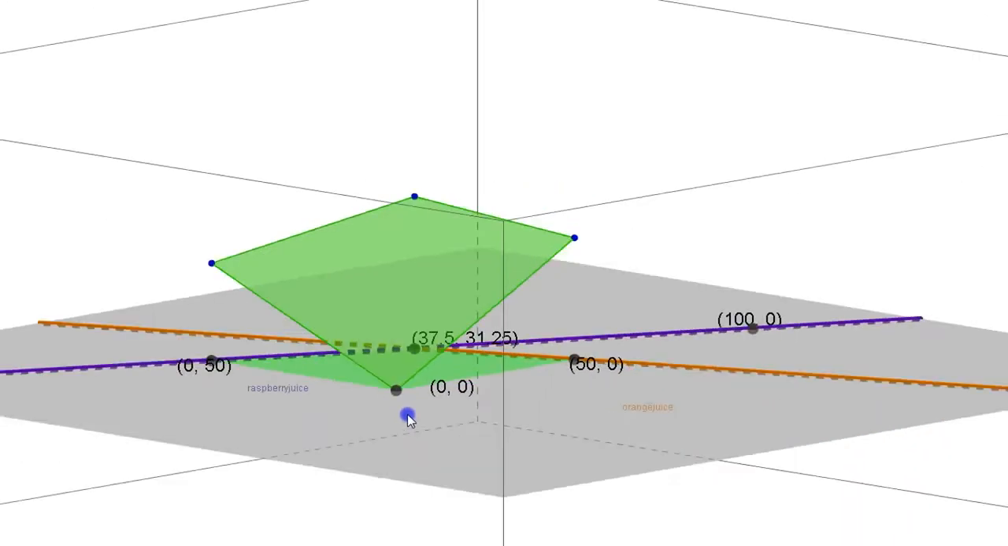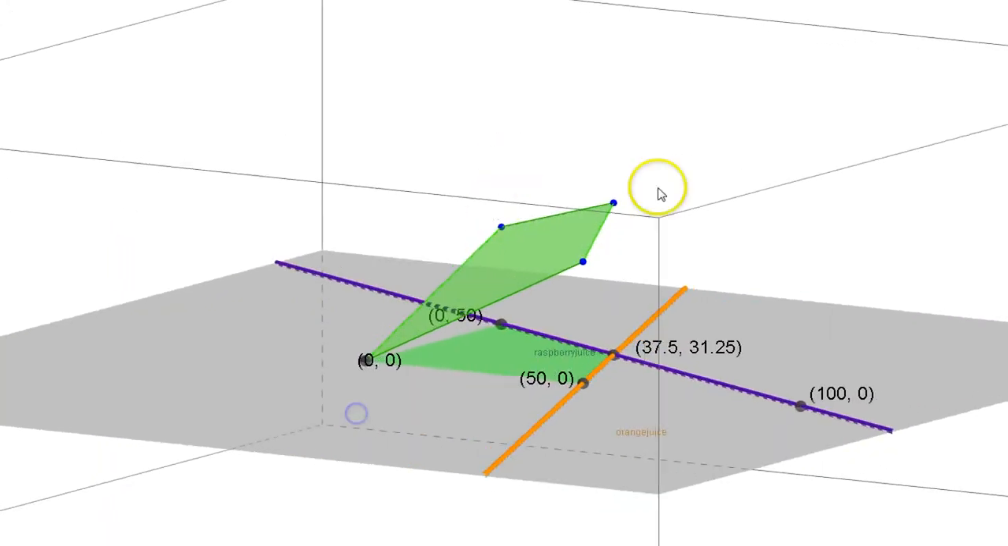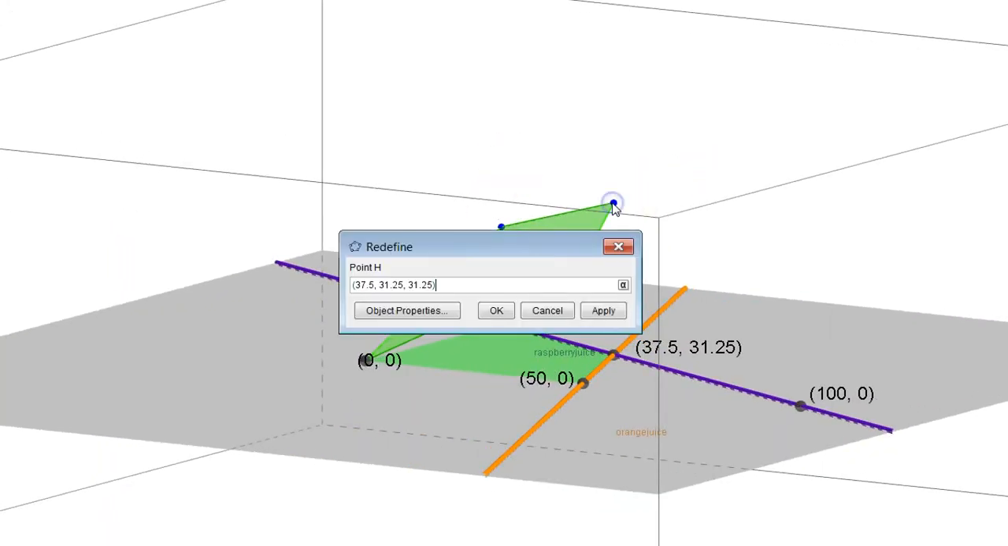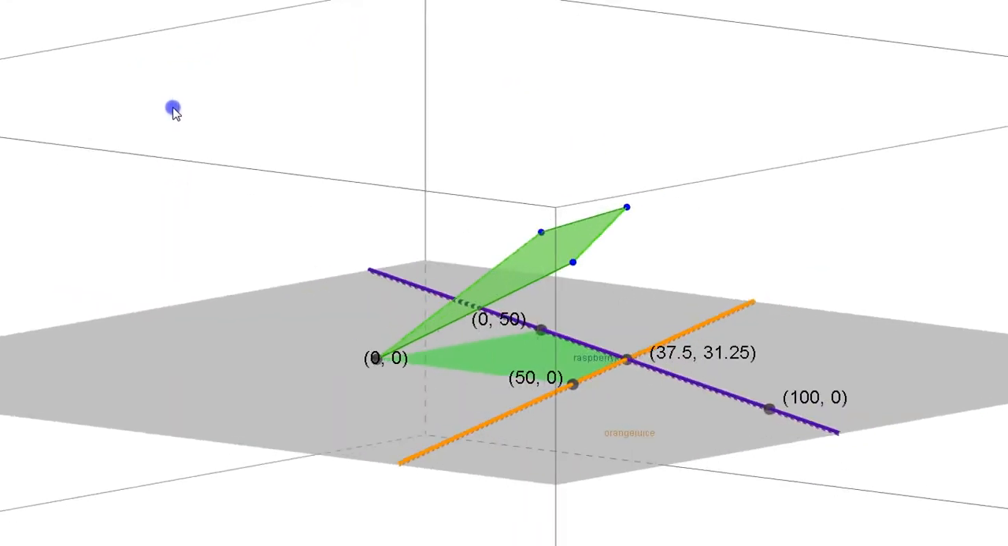And now that we see it this way, we can realize that the high point of this is actually this spot right there. So, shouldn't have double-clicked it. That spot right there. So that's the spot that's above the 37.5, 31.25, and the height of it, just by kind of coincidence, is also 31.25. So that's kind of looking at it graphically 3-dimensionally.